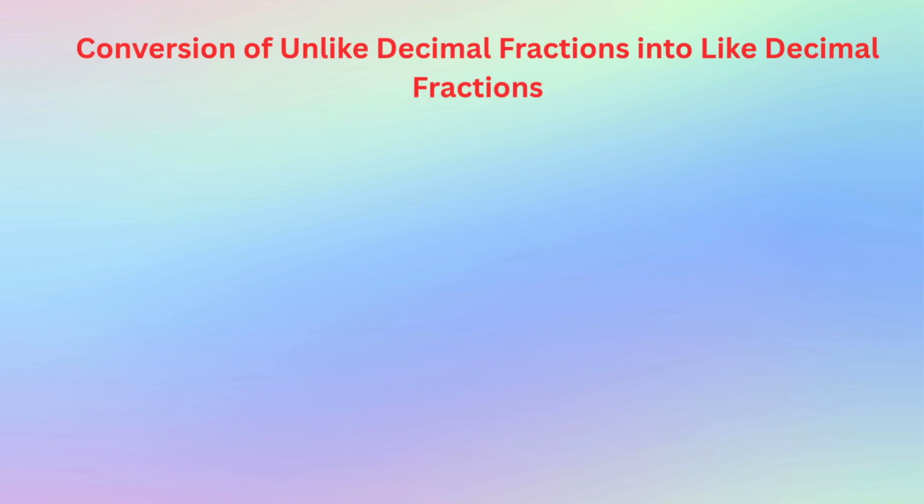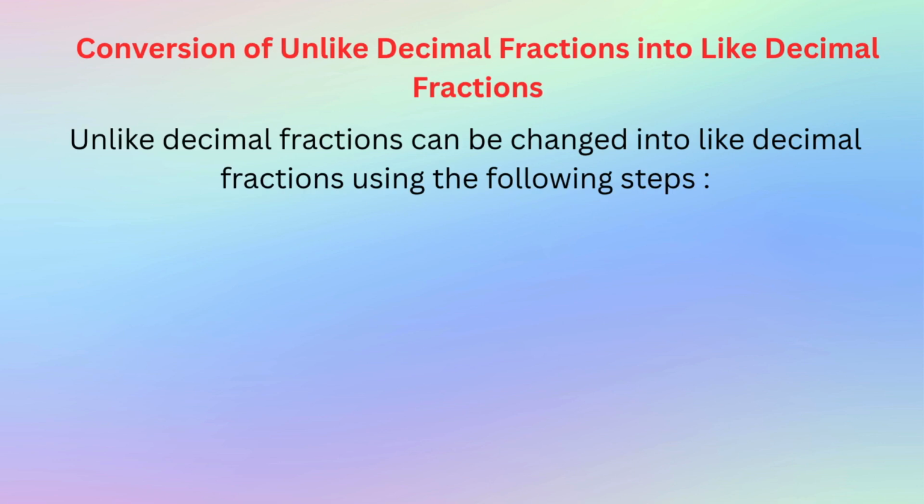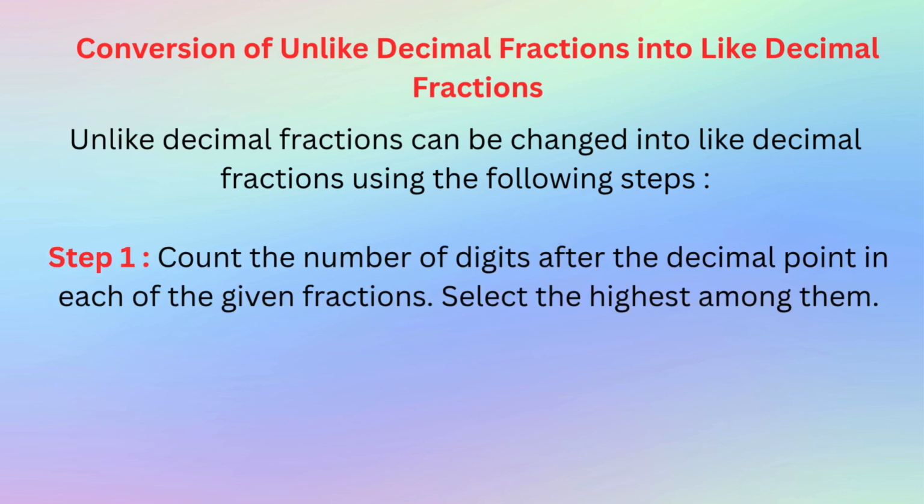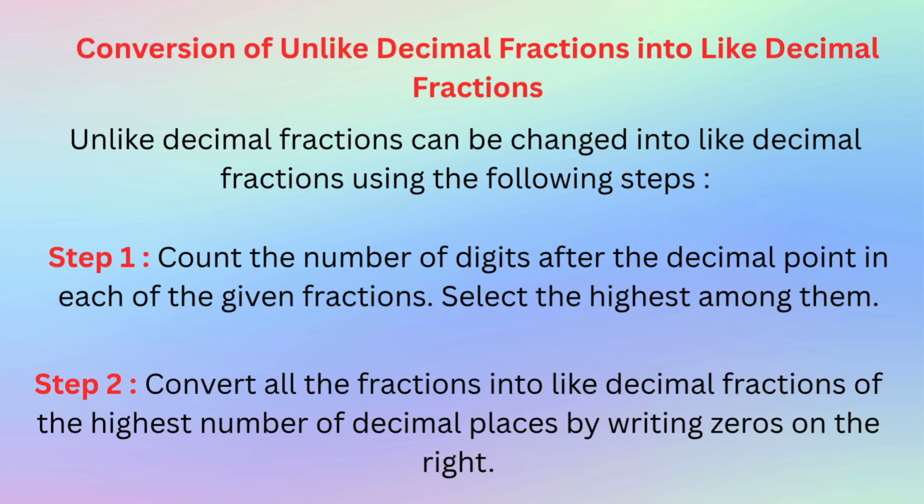Conversion of unlike decimal fractions into like decimal fractions. Unlike decimal fractions can be changed into like decimal fractions using the following steps. Step 1. Count the number of digits after the decimal point in each of the given fractions. Select the highest among them. Step 2. Convert all the fractions into like decimal fractions of the highest number of decimal places by writing zeros on the right.